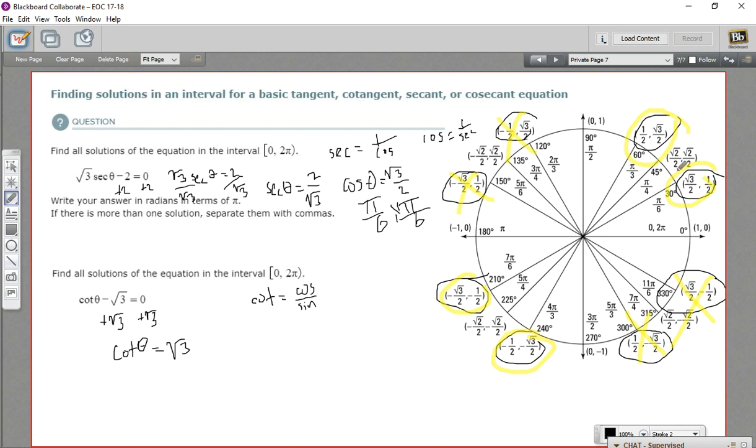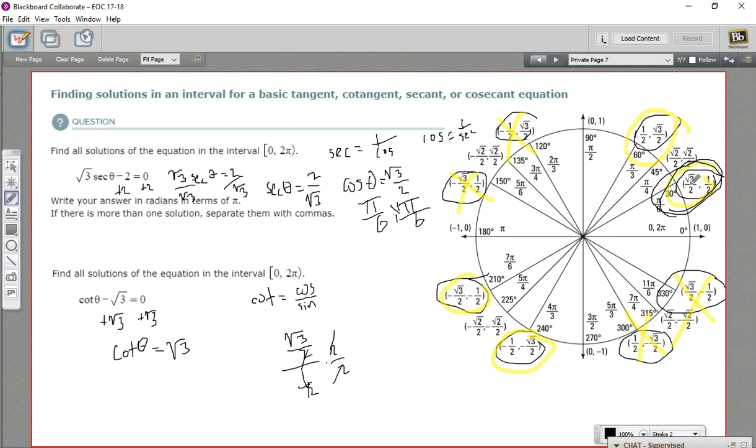Let's actually try the division. So we put the cosine on top and the sine on the bottom for the cotangent. So let's try just pi over 6. So square root of 3 over 2 over 1 half. And to simplify this, I can multiply by 2 over 2. That means the 2's there will cancel, and we get square root of 3 over 1. Aha! So this is one of our answers.